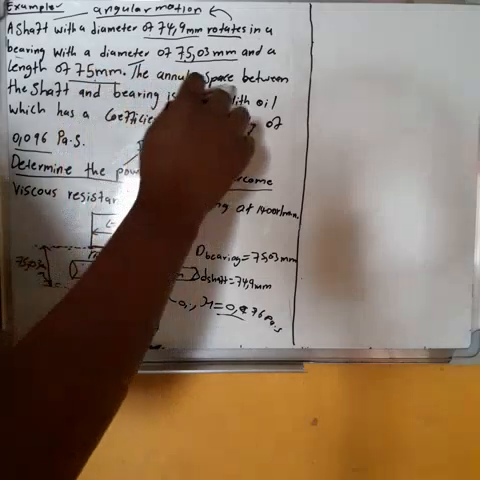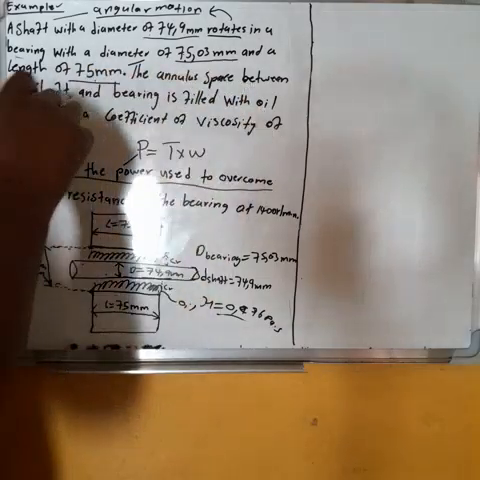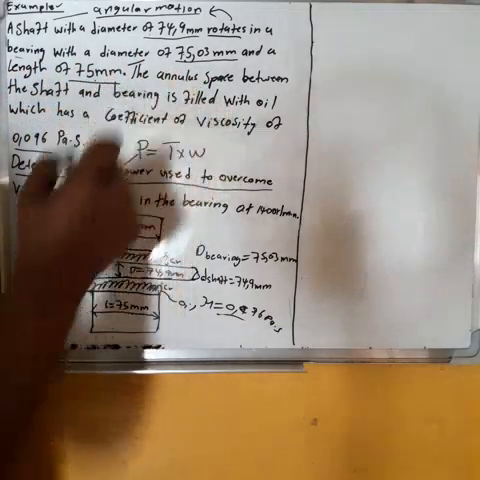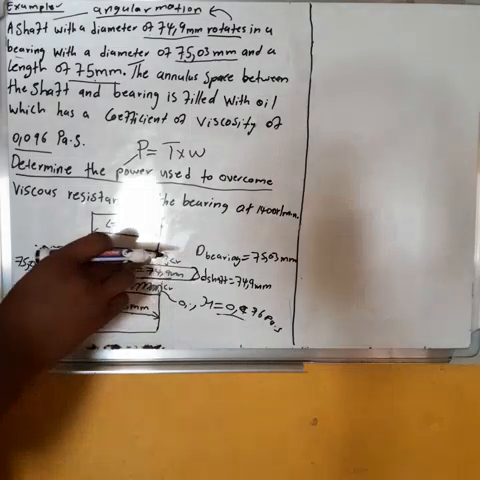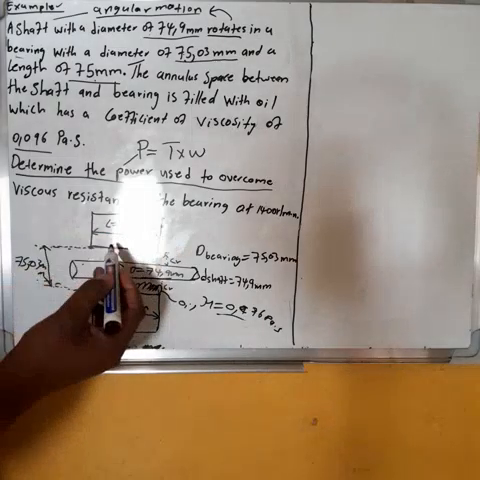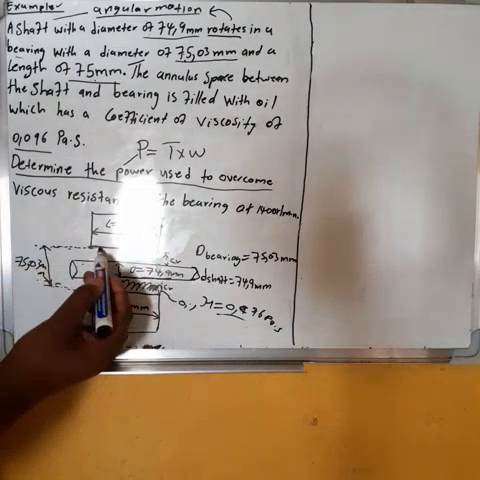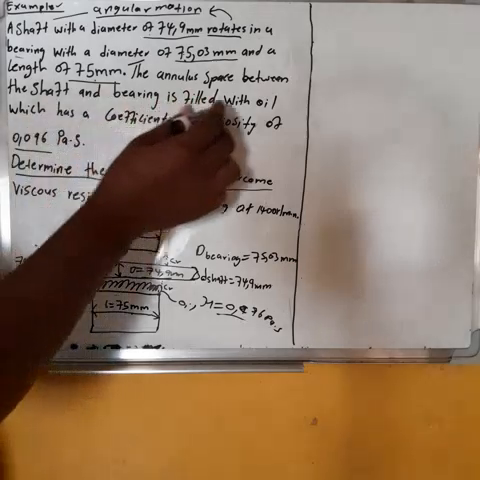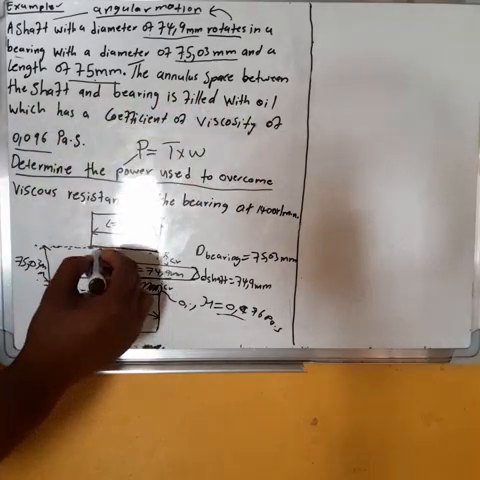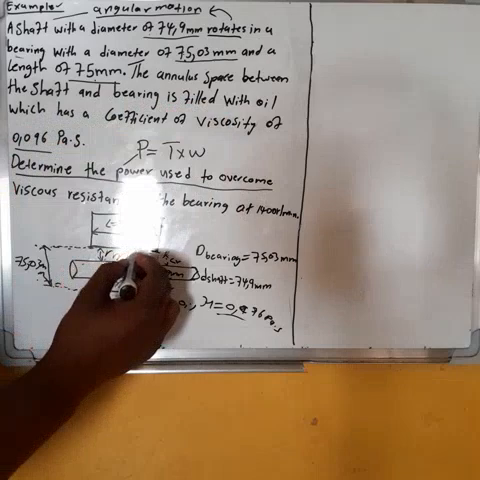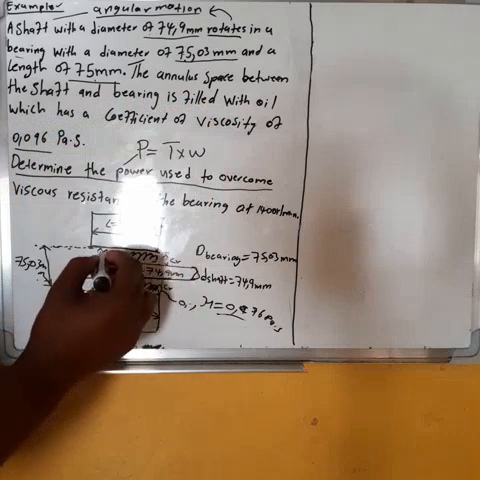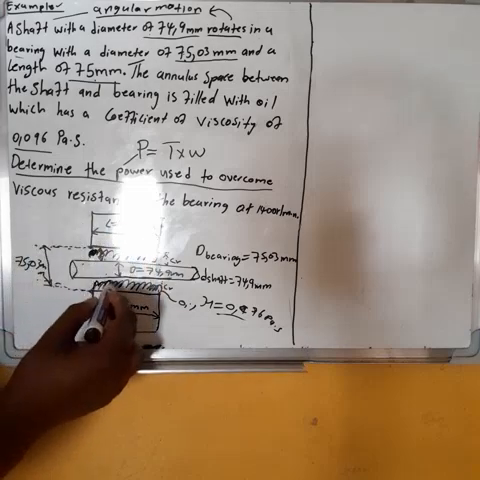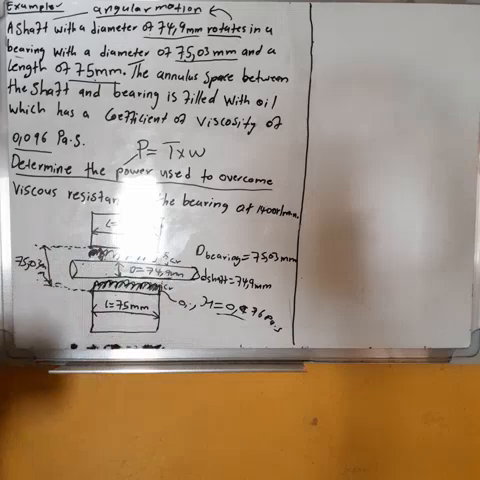Okay, and the annular space between the shaft and the bearing, you see this space here, from here to the bearing, you understand? It is filled with oil. That is why I drew it like this. This space is filled with oil.